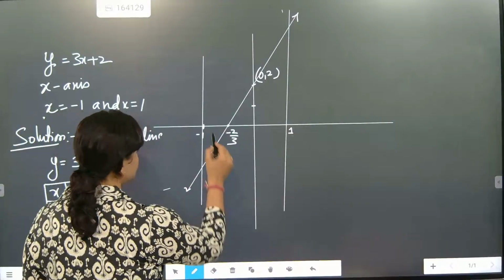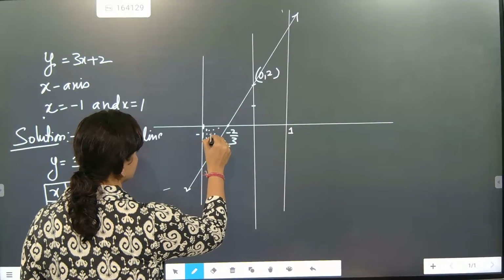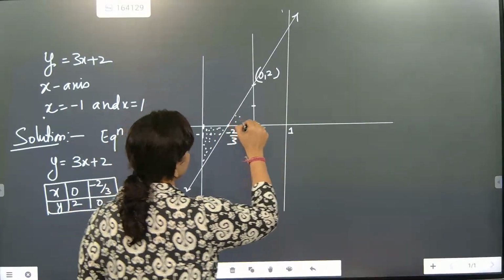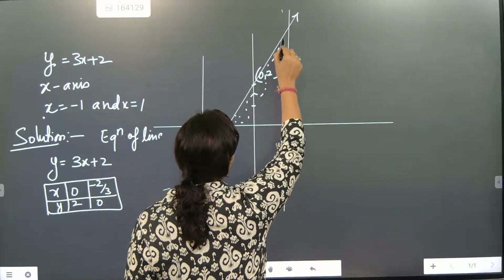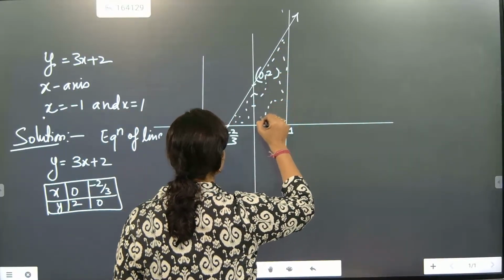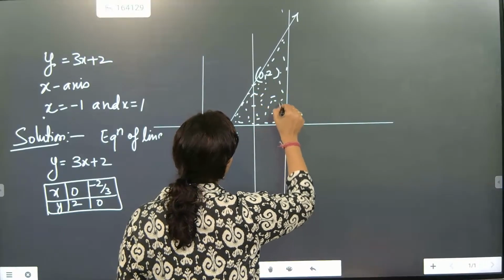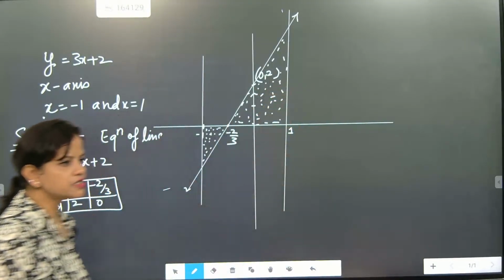Now look here. This point we are going to put. This is the region and this is the bounded region. So exactly the line is divided into two portions. Can you check this part out? So this section is coming, understood.